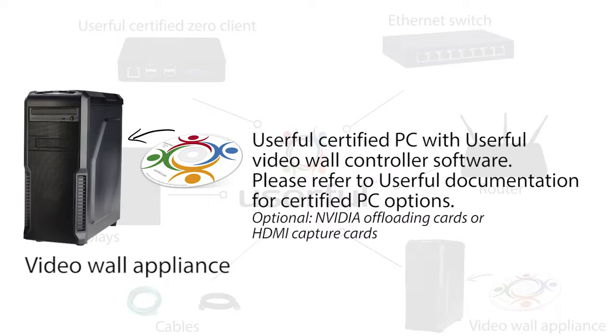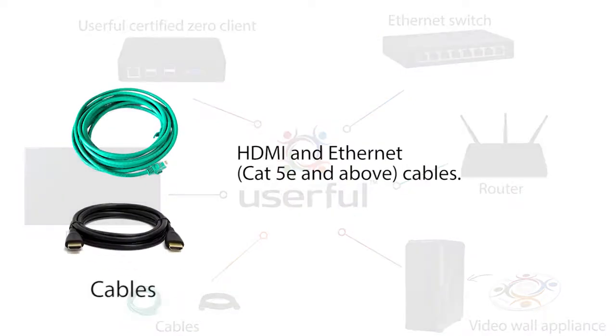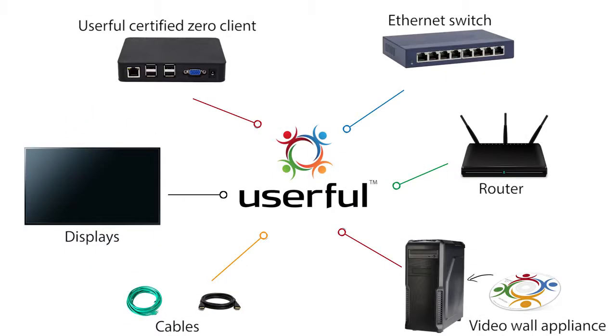Note that if you are deploying a large video wall, you need a 10 gig network card installed on your PC. For added performance, you can add an offloading video card to your USERFUL appliance. Please refer to USERFUL's documentation to learn more about supported cards. Also, if planning on using external HDMI sources, you would need an HDMI capture card or several of them, depending on how many sources you're planning on using. Also, you will need Ethernet cables, HDMI or VGA cables, depending on the case. For better quality and higher resolutions, we recommend using HDMI.